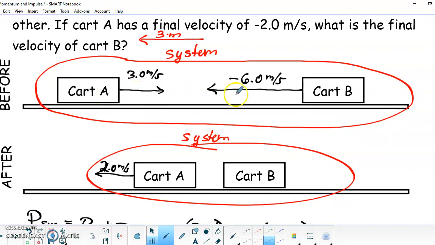Cart A is headed towards cart B. Cart A has an initial velocity of 3 meters per second, and cart B has an initial velocity of 6 meters per second in the negative direction. That's before a collision. Just after the collision, we measure the velocity of cart A to be 2 meters per second to the left, and we want to know what's the velocity of cart B.